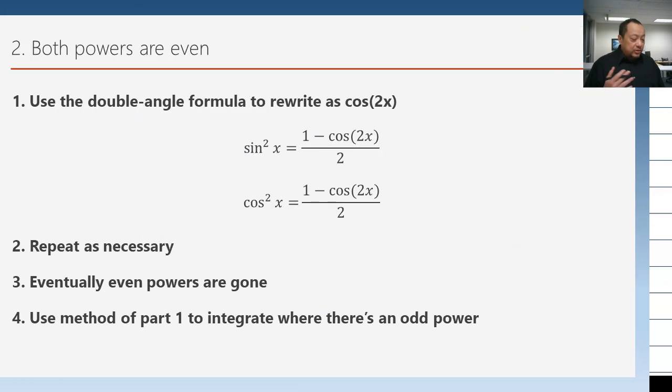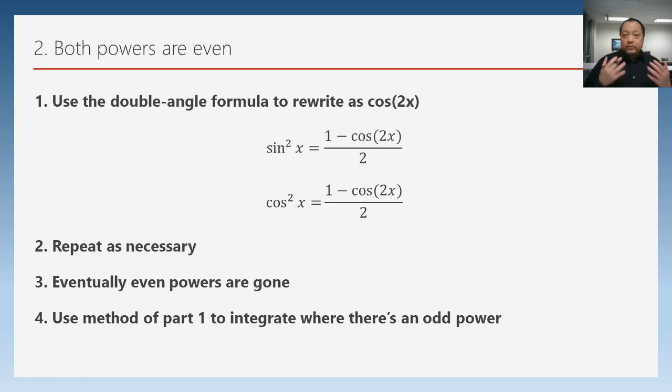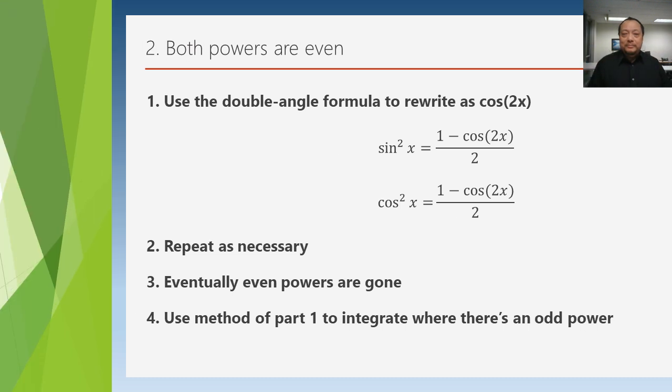Alright, so in summary, this is how it works. For any even power, you separate out the cosine squared or the sine squared, and then you use the double angle formula to make the square go away. Eventually, all the even powers will be gone, and all you have left are a bunch of odd powers. And with odd powers, if it's just power 1, like the two examples we've seen, then you just integrate directly. But if it's like power 3rd or power 5th, then you use the method of part 1, where you separate out one power and go from there.